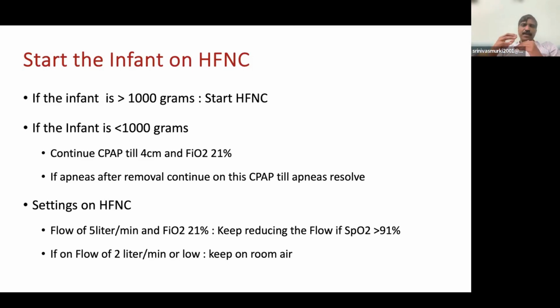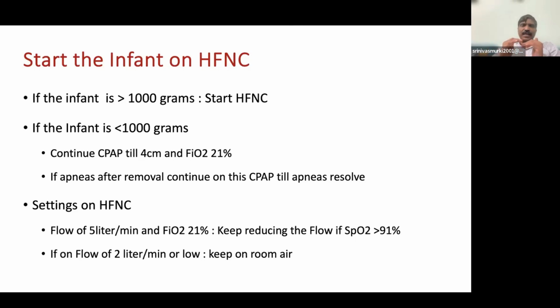see if the baby has apneas, then you can continue. If on removal the baby has apnea, you restart CPAP till the apnea resolves, or for 24 to 48 hours after CPAP. Now, if you're starting the baby on HFNC, that is a baby more than 1 kg, when you're switching from CPAP to HFNC, keep the flow 5 liters. Whatever FiO2 you remove from CPAP, you continue the same FiO2.